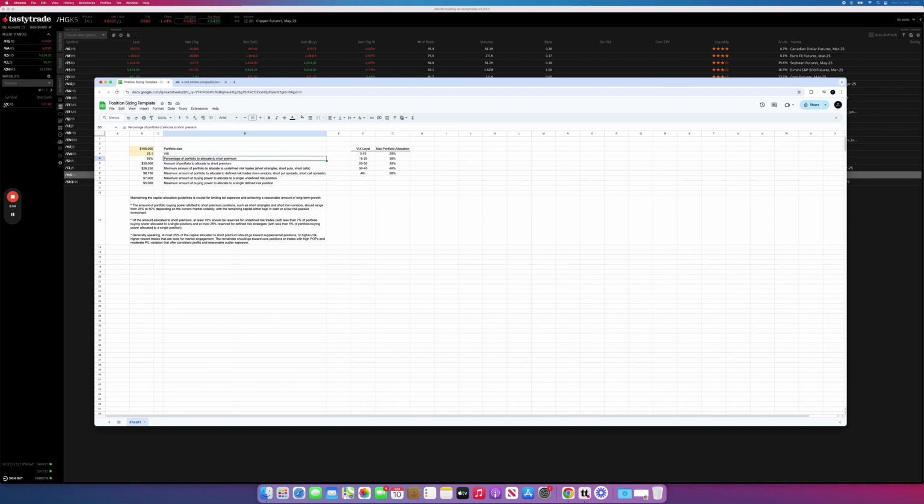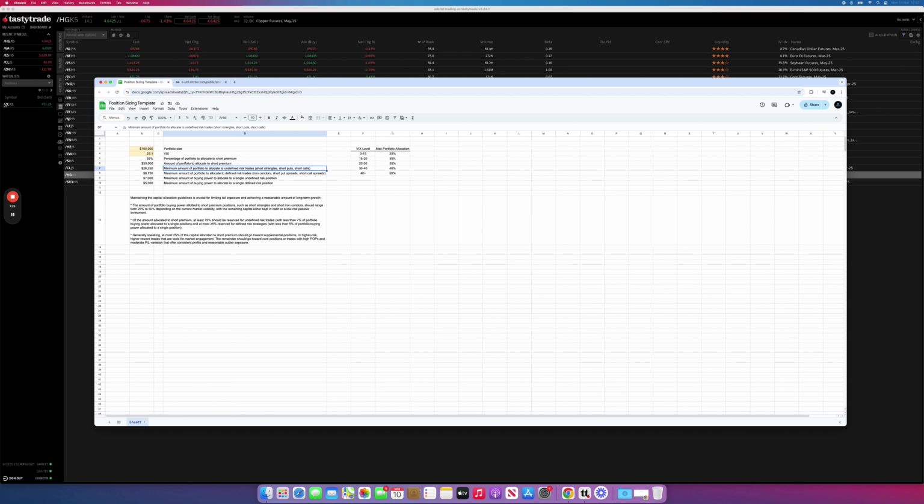So if we go down the list, it tells you the percentage of the total amount of your portfolio that you should be allocating to short premium. And then below it tells you in dollar terms. So if you have a $100,000 account and the VIX was at 23.1, you should be allocating $35,000 to short premium strategies. So that's things like short strangles, puts, calls, spreads, etc.